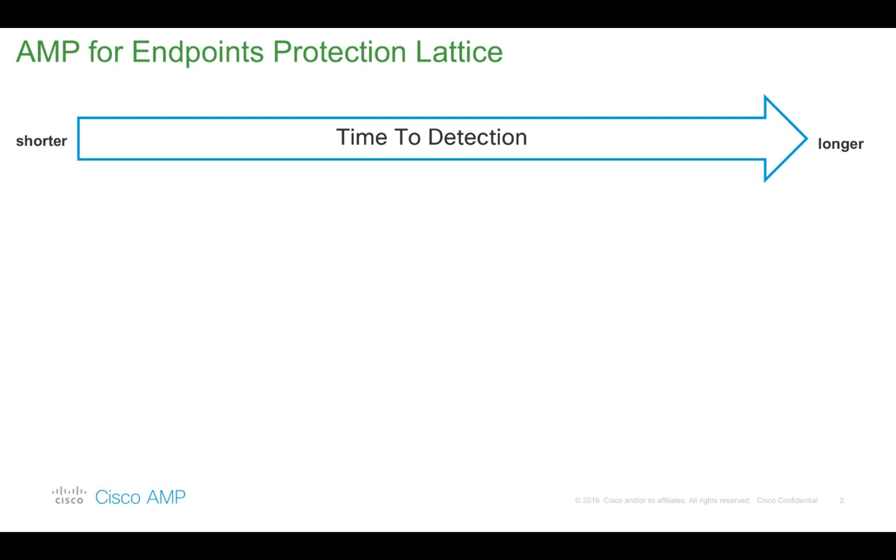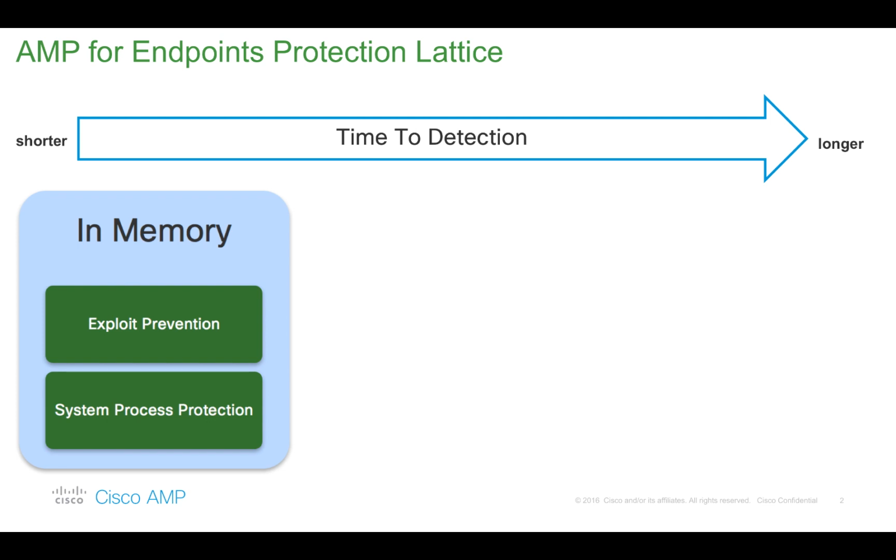Cisco AMP for endpoints delivers visibility and control against malware and advanced threats across all attack vectors, going way beyond traditional point-in-time technologies. Protection capabilities built into the product comprise several engines that work together to prevent, detect, and eradicate threats. So if we look at that from the perspective of time to detection, one thing is obvious: the shorter this time is, the better.